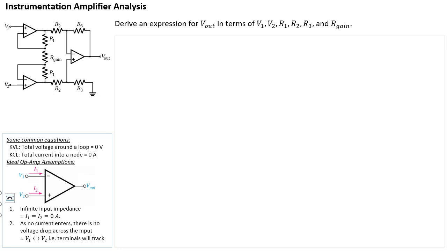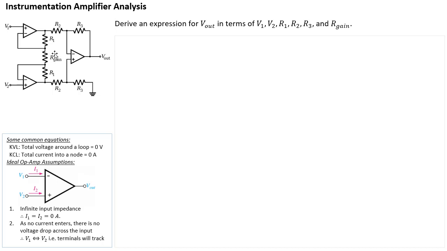Hi everyone, welcome back. In this video, I'm going to do an analysis of something called an instrumentation amplifier. That's the circuit that you see on the left here. It's basically a circuit that consists of three op amps and a series of resistors. It has two inputs, V1 and V2, and a single output, Vout. This circuit is used in many places because it's a very good differential amplifier, basically.